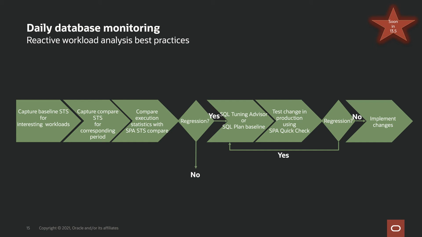If there is regression, then we can use SQL Tuning Advisor and SQL plan baselines to fix the regression. Of course, we should always use SQL Performance Analyzer Quick Check to do the analysis. If there's still regression, then we need to do another iteration. Otherwise, we implement the changes, and we are now ready for the next day.